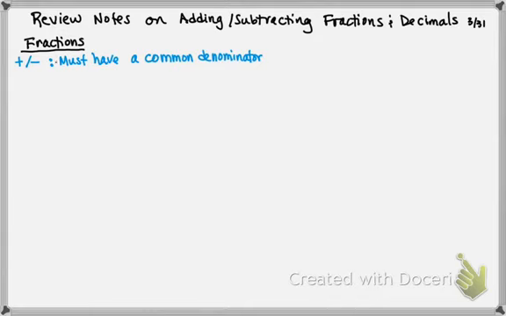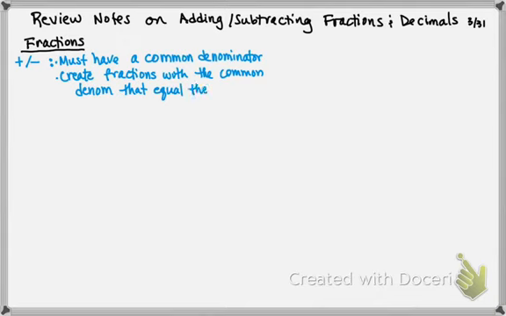So once we get that common denominator, we're going to create fractions with the common denominator, I'm going to say denom, that equal the original fractions. And remember, we called these equivalent fractions because they have equal value to the original ones.